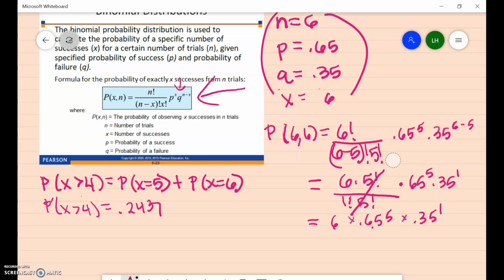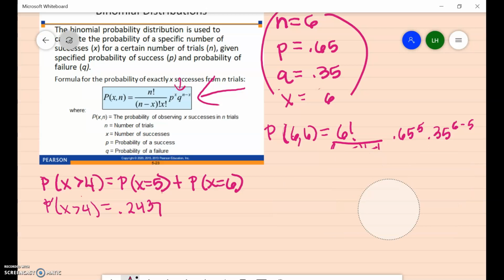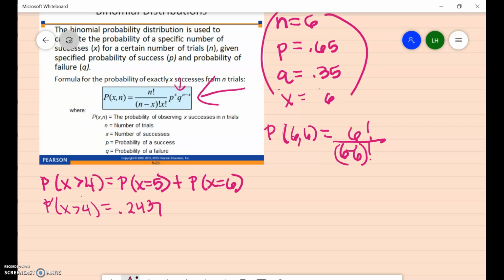Now I'm going to do the probability that x is equal to 6. I'm just going to start from the beginning. So n is still 6 over 6 minus x, which is 6, and then x is 6, and then p is 0.65 to the x, which is 6, times 0.35 to the n minus x, which is 6 minus 6. So these cancel, and 6 minus 6 is 0 factorial, which is 1.